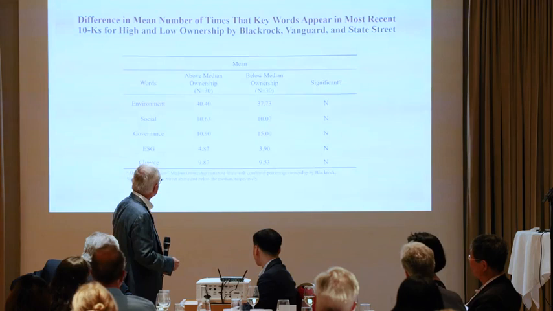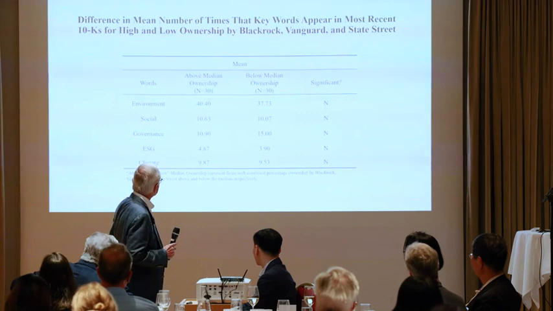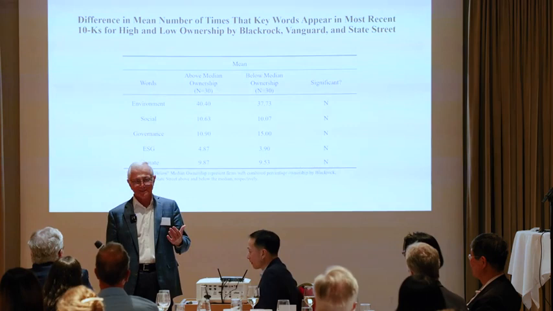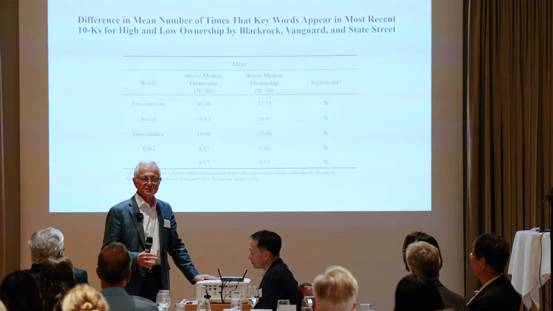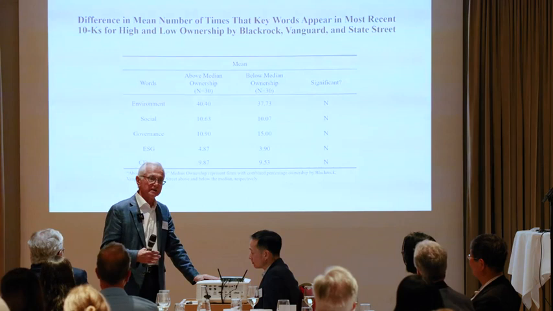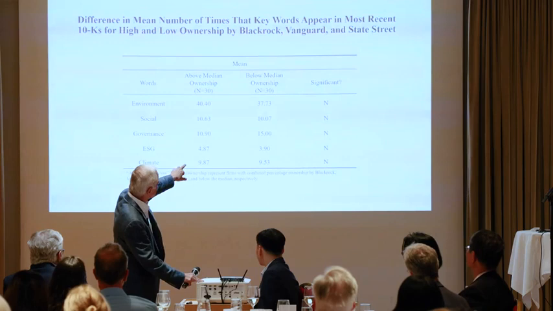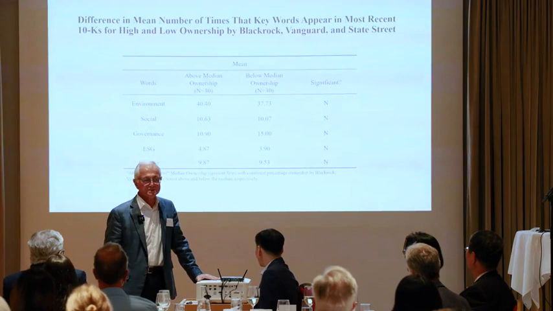And then what I did here was I ranked the sample based on the combined ownership of the three firms. And in my simplistic way, I just said, let's look at the firms below the median and above the median. Above the median means that BlackRock, Vanguard, and State Street own a lot more of the equity than for firms below the median. And the question is, do the ones above the median use these words a lot more than the ones below the median? And the answer, you can just go to the last column, is there's no significant difference in the use of any of the words, depending on how much ownership by those three firms.